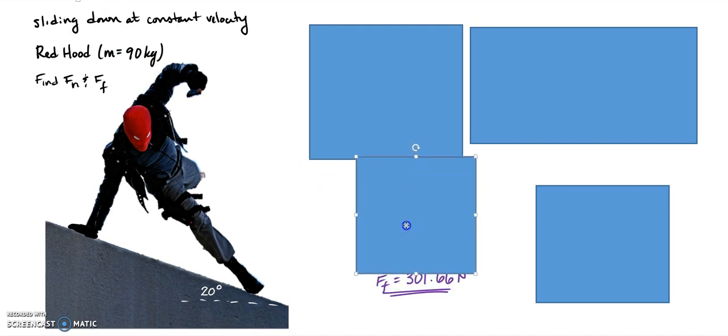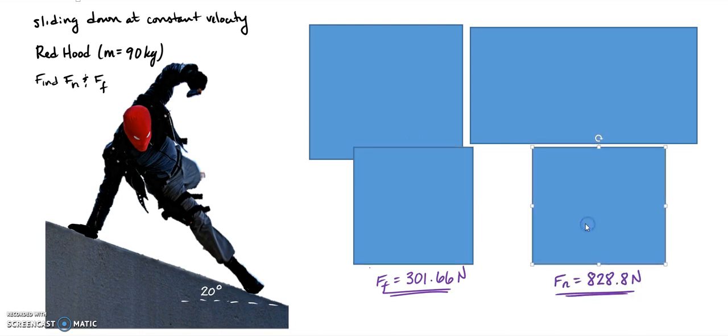Answer for that one, force of friction, is 301. Yay! And the answer for the normal force is 828. So if you got those, then you're in good shape. You're good to go. And you need no more guidance from me. If you did not get these, then we should probably talk about that.